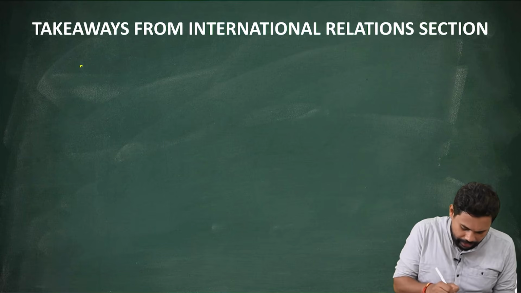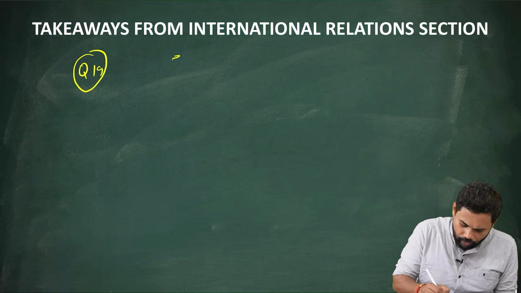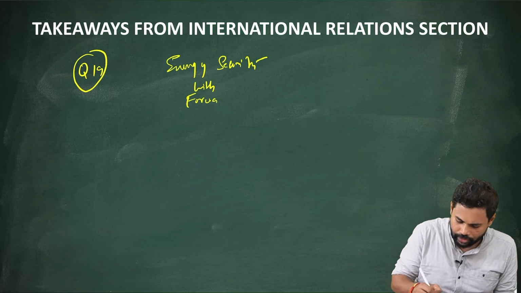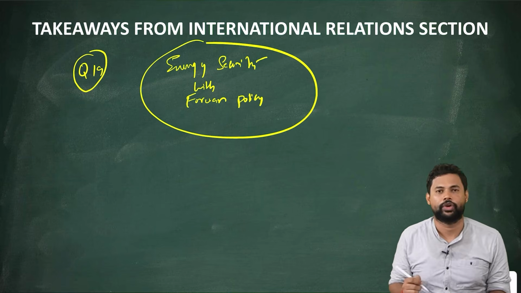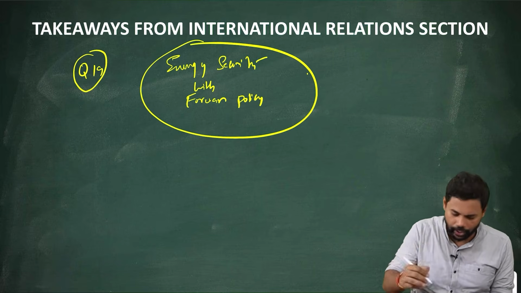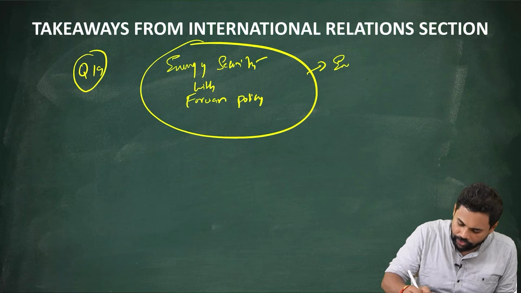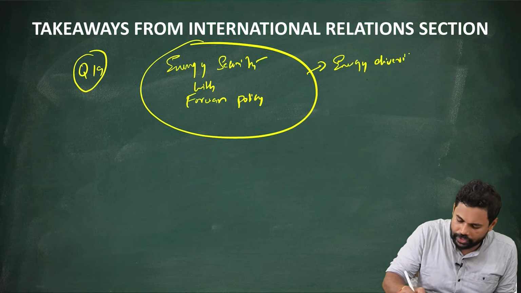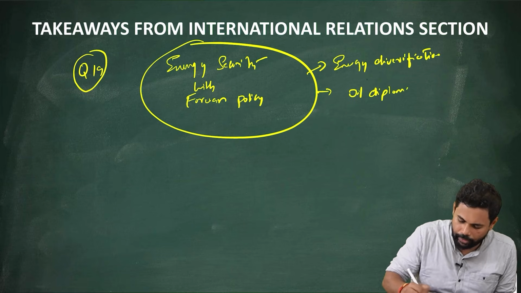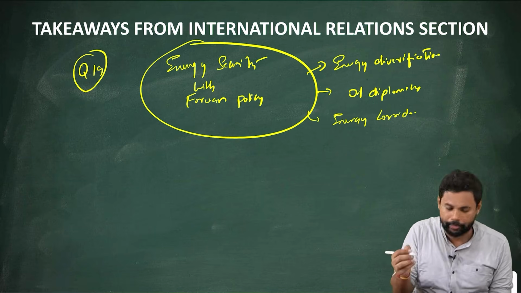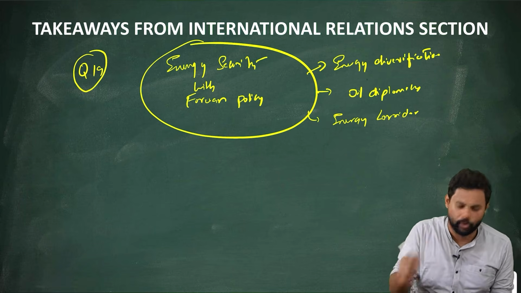Let us take question number 19. The 19th question is asking you, how will you integrate energy security with foreign policy? Now look at this, here also I can use so many keywords that I already have in my inventory. The first is energy diversification. The second is oil diplomacy. The third is energy corridors. For example, it can be IMEC, it can be Chabahar port. All these are energy corridors.